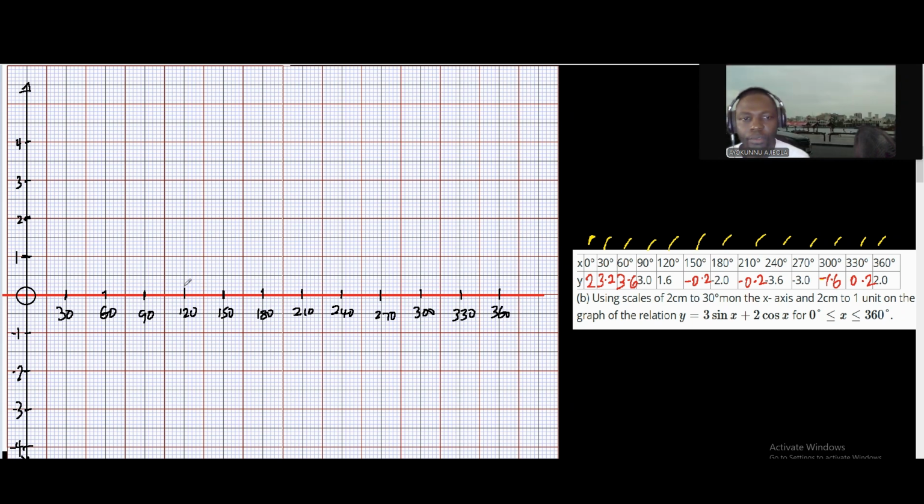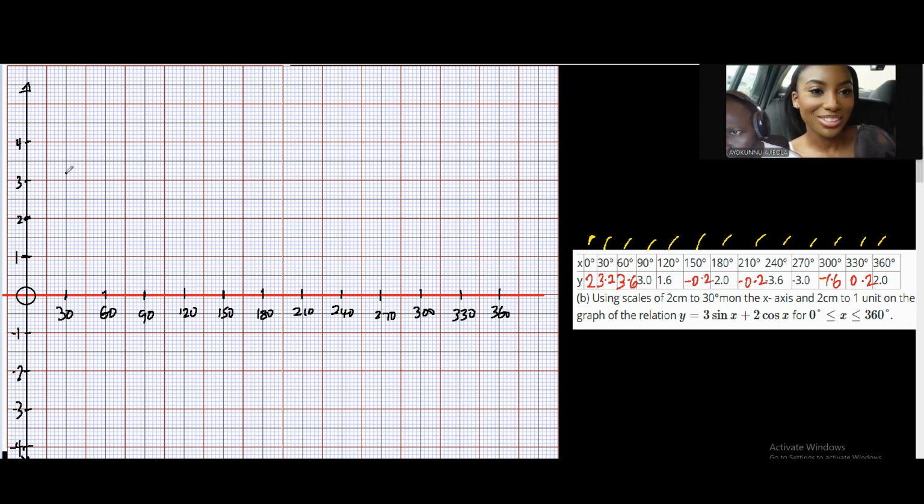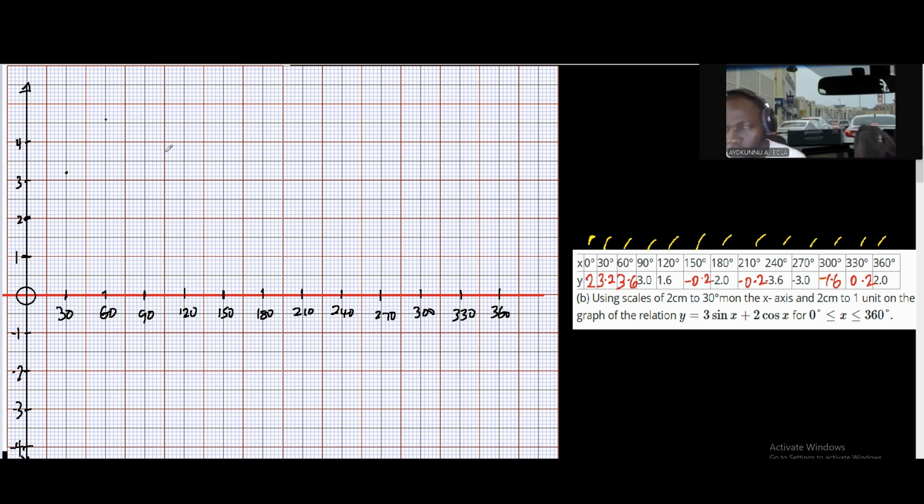So when x is 0, y is 2, so we'll start the graph at 2, okay? Yes, sir. So when x is 0, y is 2. When x is 30, y is 3.2. So from 30 here, I go to 3 point. This is 3, this is 3.5 at the middle. So 3.2 is just the second line there, okay? Yes, sir. Then when x is 60, y is 3.6. So 60 goes to 3.6. 3.5 is here, so 3.6 is just the next line.